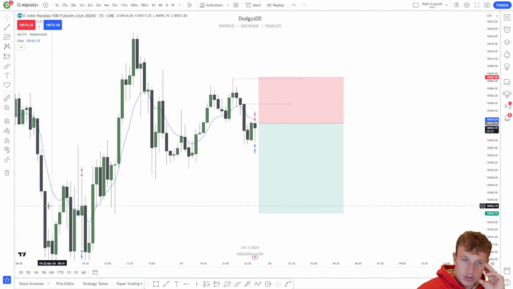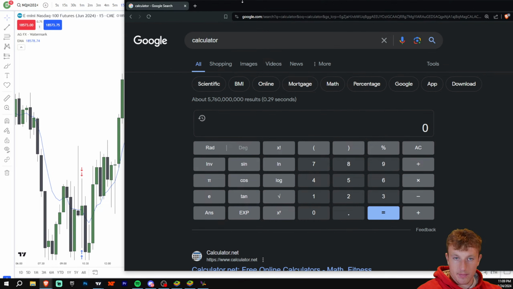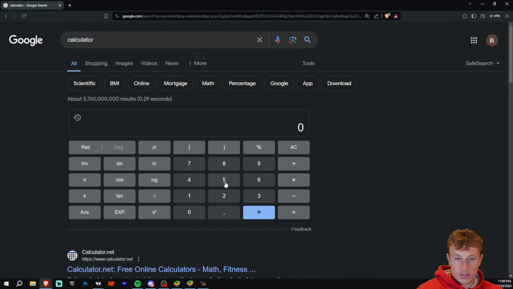And the typical risk on people's accounts is 1%. If I bring up a calculator, let's say we're on a $50,000 account and I do times 0.01. So people would typically risk $500 on a $50,000 account. And that's fine.